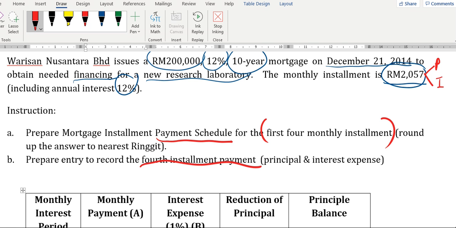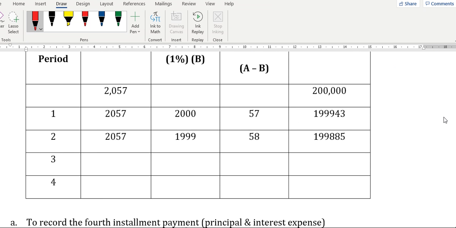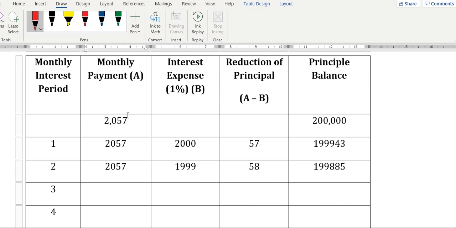So how do I prepare the schedule? First of all, the first payment that you are going to pay is 2,057 ringgit. From this 2,057 ringgit, you are paying for the interest. How much is the interest? You are given in the question, the interest is 12%. This is 12% per year, that means for 1 month, the interest is 1%.